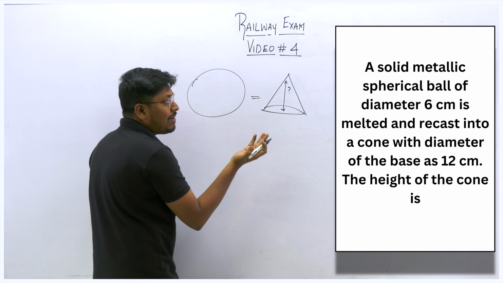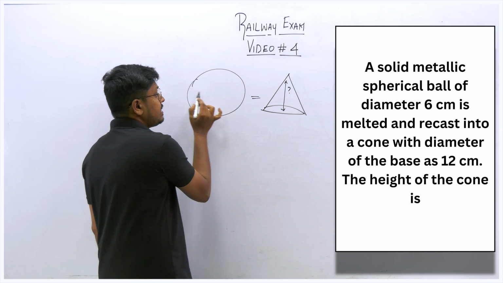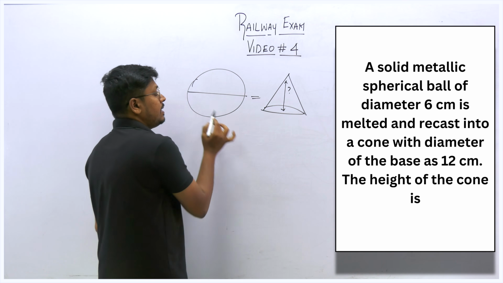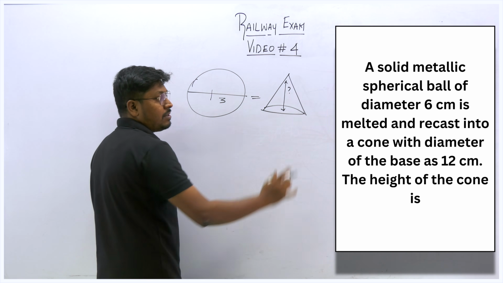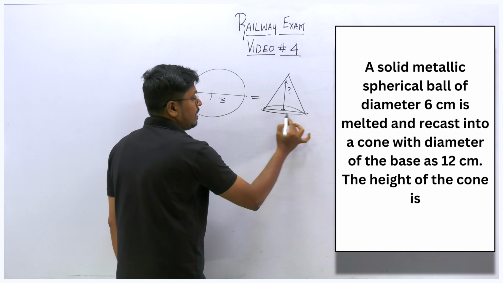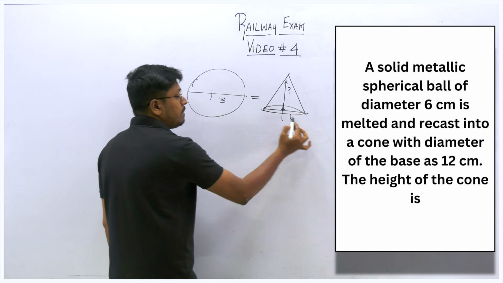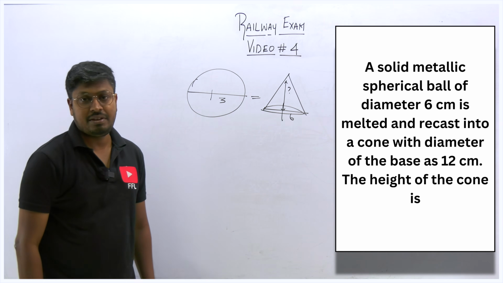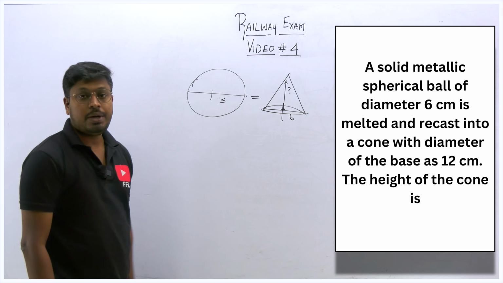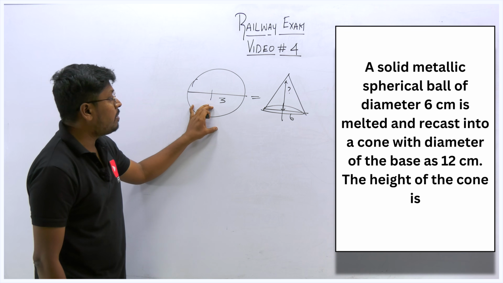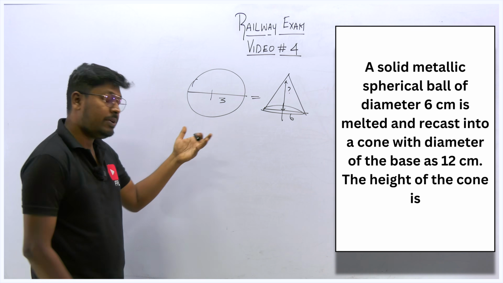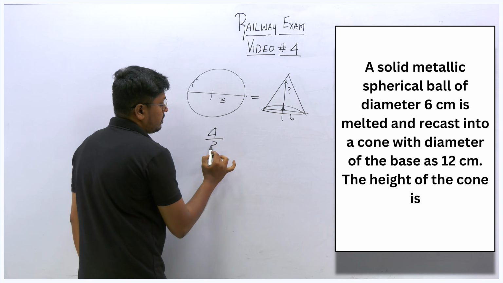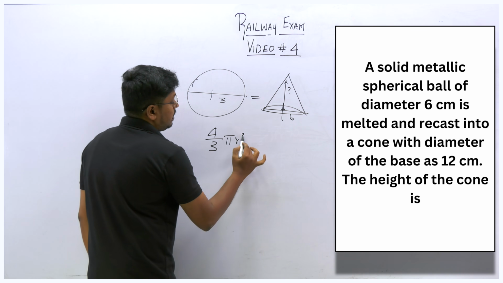All the remaining values, I think they have given. A ball which has a diameter of 6. So if diameter is 6, radius will be 3. As well, they have given the diameter of the cone which is 12. So if the diameter is 12, the radius of the base will be 6. So all the values they have given. Now our target is to equate it. The volume of the spherical ball, just now we have learnt in the second video, is 4 by 3 pi r cube.